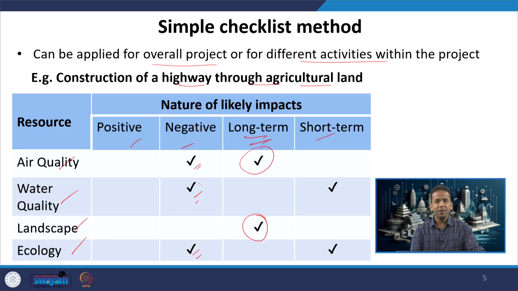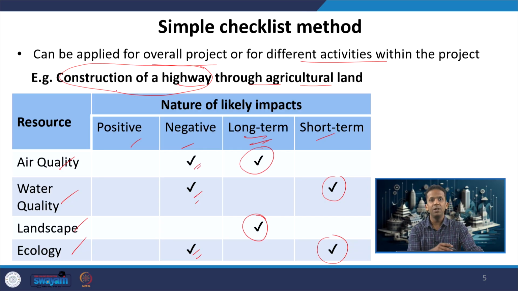Water quality impact, because of construction activity, even though it is negative, it will be for short term, and ecological impact is also for the short term. So that is how a simple checklist method matrix or a table would look like. But now here what we have done, we have assumed highway construction as one single project, and for the entire project overall we have listed down the impacts.